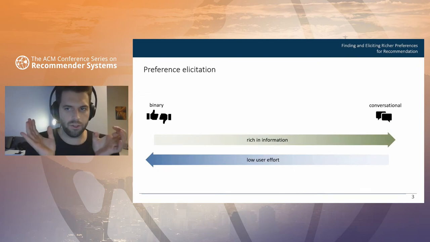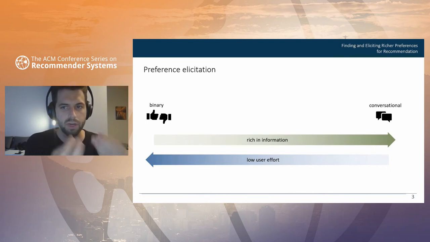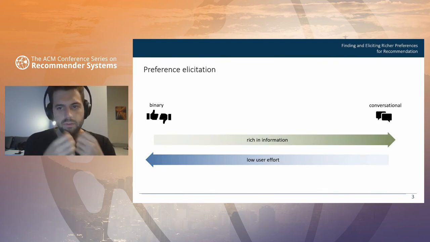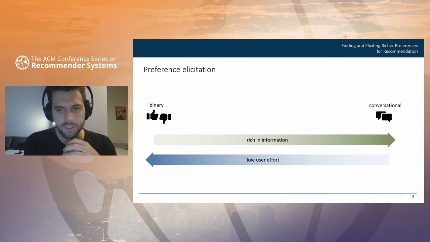A very important trade-off to consider when designing preference elicitation methods is the one between how rich the information is that we get versus how demanding it is on users. For example, binary feedback, thumbs up, thumbs down, or liking items is fast, but it is quite limited in the information it conveys about a user's preferences. In contrast, conversational systems offer rich information, like the ones we saw earlier in this session, but they pose a high effort on users because they need to type in the full request in natural language.